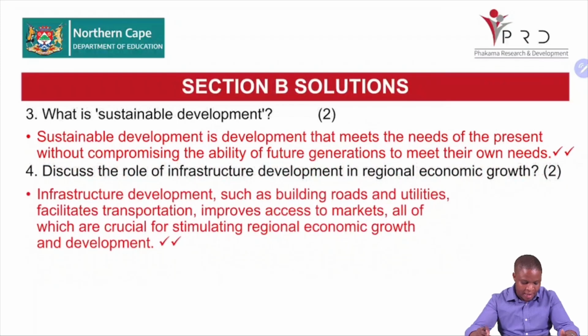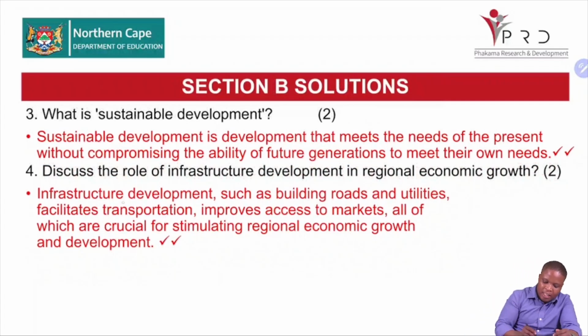But let's look at the marking guidelines. Infrastructure development such as building roads and utilities, facilities, transportation, improve the access to markets, all of which are crucial for stimulating regional economic growth and development. So if there is infrastructure development, this makes it easy to get access to this market. So it's easy to go to this business. It's easy for investors to also invest there because they will be having what, a market share. People will be coming to buy, and then this will stimulate the regional economic growth and development.